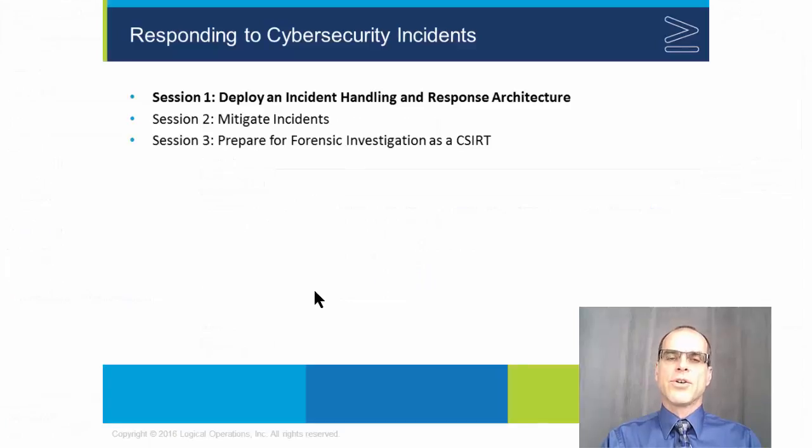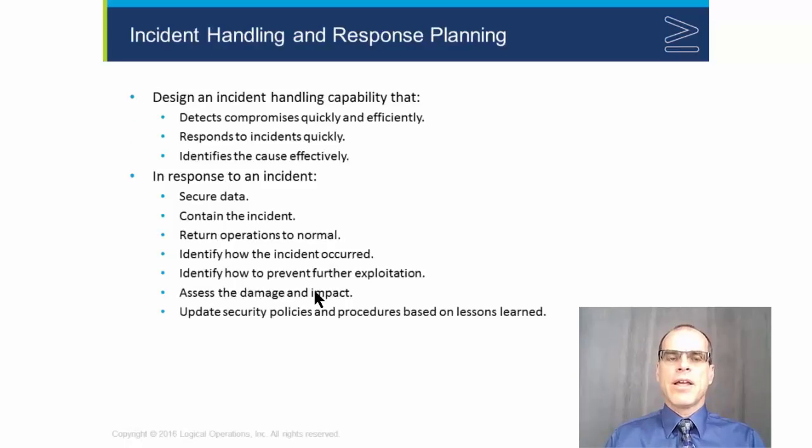Now that you've got access to your courseware, we're going to begin our first session, Deploy an Incident Handling and Response Architecture. We need to design our incident handling and response capabilities up front so that we're going to be able to have the right processes, the right people, and the right tools in the right place at the right time. And so if we're able to do this, then that means we'll be able to respond to incidents in a timely manner. We'll be able to detect those incidents quickly and efficiently, respond, and then also identify the cause of those incidents.